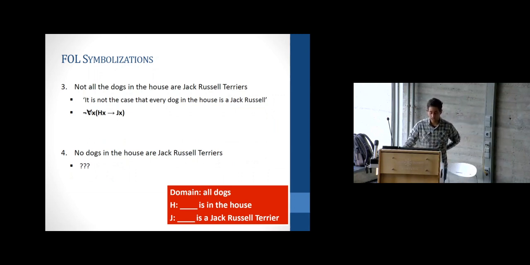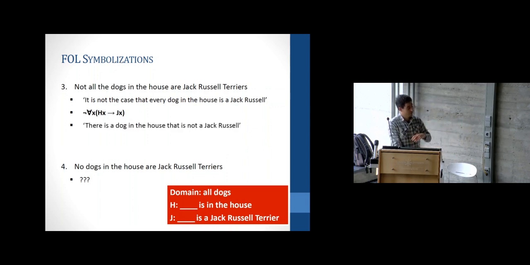It's not true that for all x, if x is in the house, then x is a Jack Russell Terrier. Okay, there's another way to say not all the dogs in the house are Jack Russell Terriers. How can that be true? Maybe I have a Labrador in the house, right? Maybe I own a Labrador. Maybe I own a Poodle. I don't know, but maybe. If that would be the case, then not all the dogs in the house are Jack Russell Terriers. So you can say there is a dog in the house that is not a Jack Russell Terrier. It will have the same meaning, right?